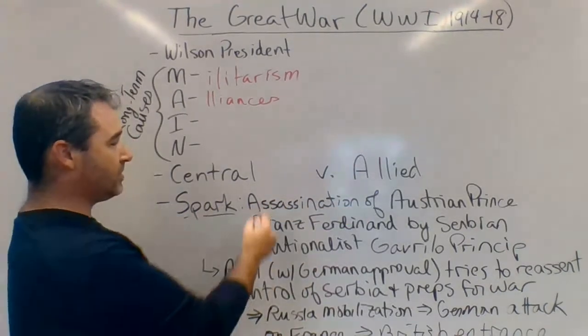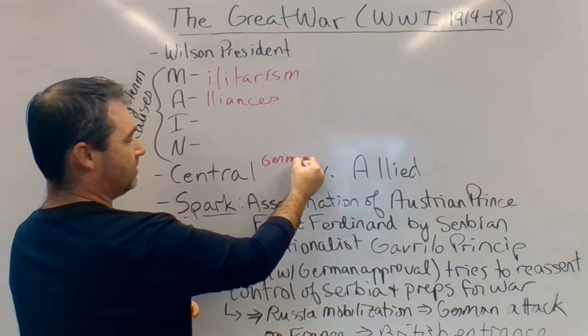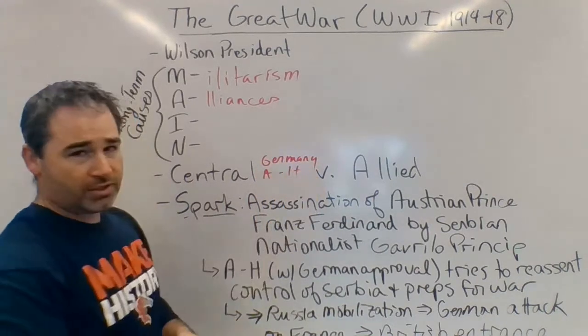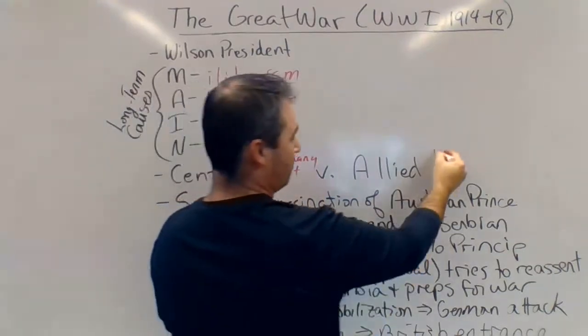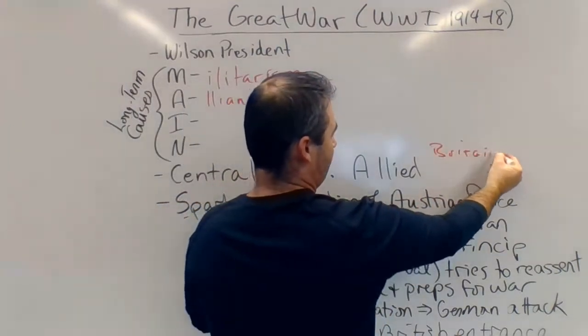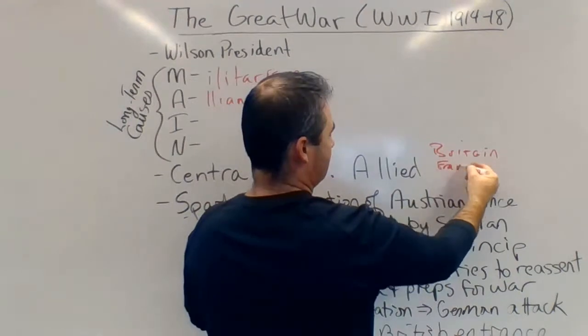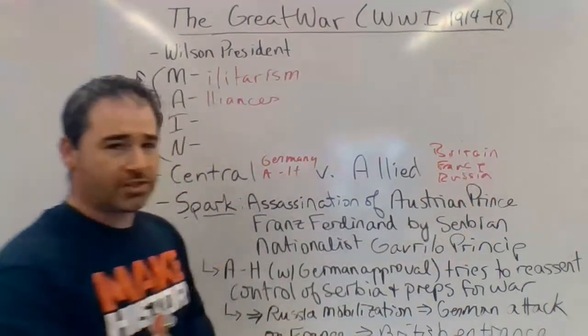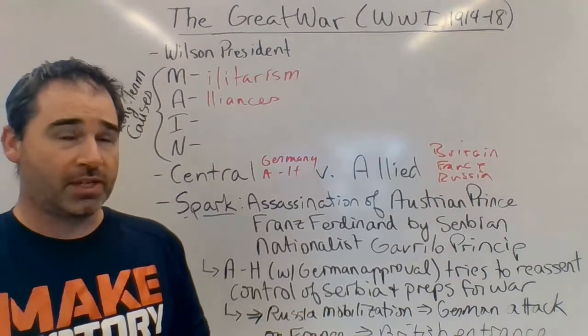The two alliances that we have at this point are the Central Alliance and the Allied Alliance. The Central Alliance was Germany and Austria-Hungary. These are the two big ones. The Allied powers were Britain, France, and Russia. Okay, there are a few others in there, but those are the major ones.